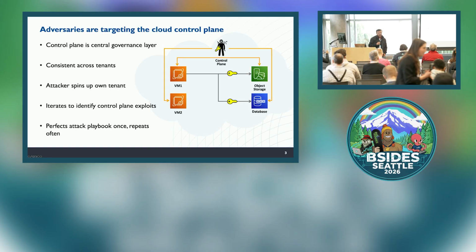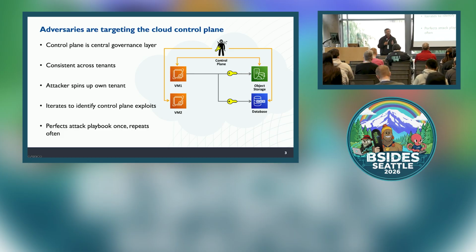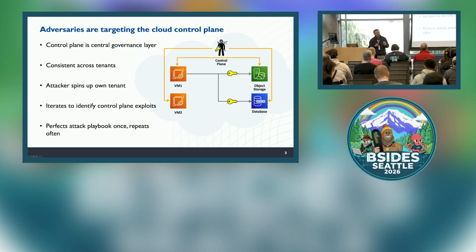So from the control plane exploit perspective, as we know, in the cloud environment there are two types of planes. There's a data plane and there is a control plane. A lot of the attacks that are being reported are where the attackers are specifically targeting the control plane. The control plane serves as a central governance layer. This is the one provided by the cloud service provider. Any of the infrastructure as a service platforms provide the control plane.